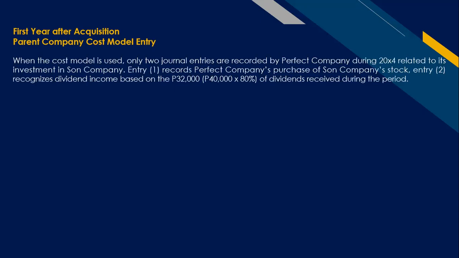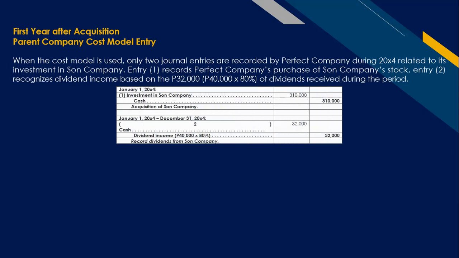Entry 1 records Perfect Company's purchase of Sun Company stock. Entry 2 recognizes dividend income based on 32,000, or 40,000 times 80%, of dividends received during the period. So the entries of the parent, we have debit to investment in Sun Company for 310,000 and credit to cash. Then, record dividend income for the dividends received from Sun, debit to cash and credit to dividend income.